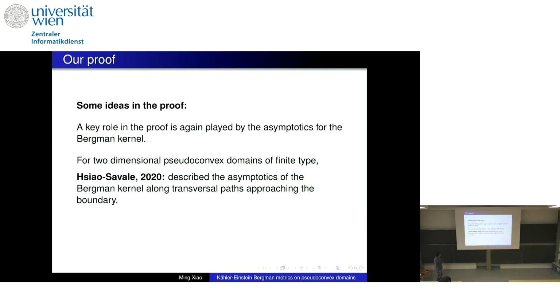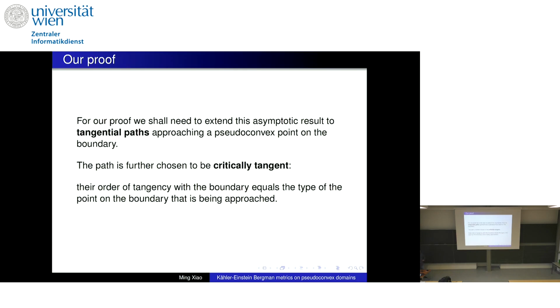Recently, in 2020, for two-dimensional pseudoconvex domains, Xiao and Savali obtained the asymptotics of the Bergman kernel along transversal paths approaching the boundary for two-dimensional pseudoconvex domains of finite type. If you pick a transversal path toward the boundary, then they obtained the asymptotics along that path. Unfortunately, this is not suitable for our proof of Yau's conjecture. Instead, for our proof, we shall need to extend the asymptotics result to tangential paths.